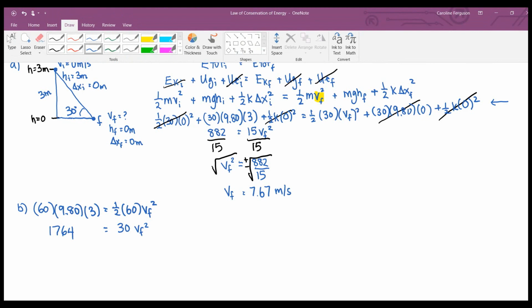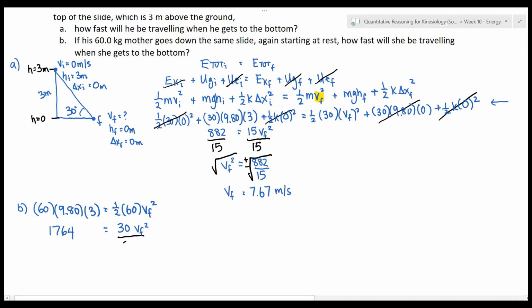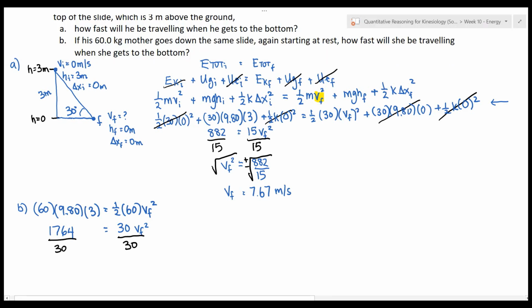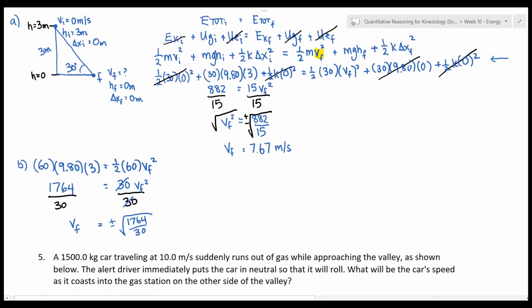Again, I'll divide both sides by the 30. So now I have 1,764 divided by 30 equals V final squared. I'll square root both sides and I'll end up with V final is equal to plus or minus the square root of 1764 over 30. And now I can type this onto my calculator.